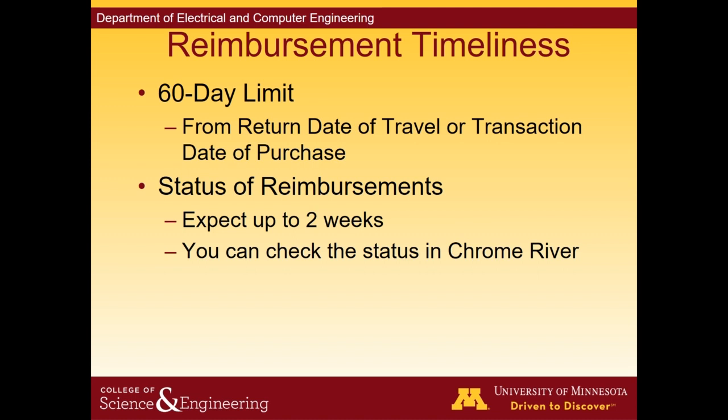It can take up to 2 weeks for reimbursements to happen. Often a lot faster, but there are things behind the scenes that have to happen sometimes. So expect up to 2 weeks, and you can always check your status in Chrome River. There are job aids that show you how to check where things are if you want to ping someone to figure out why something hasn't been approved.